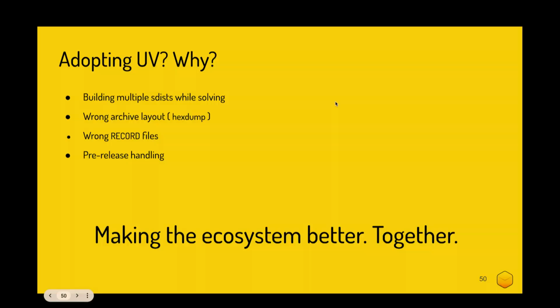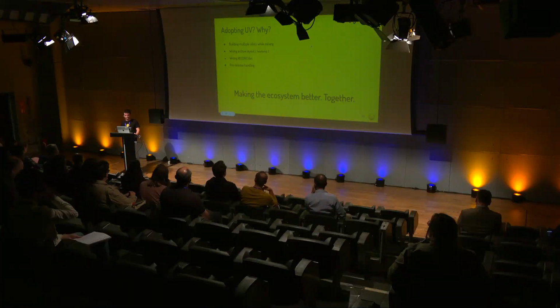You also will have some packages that will have a wrong archive layout, for example, or maybe wrong record files. The main thing is that we didn't want to divide the ecosystem between two tools. So our goal is to make the ecosystem better together. That's why we decided to adopt UV.